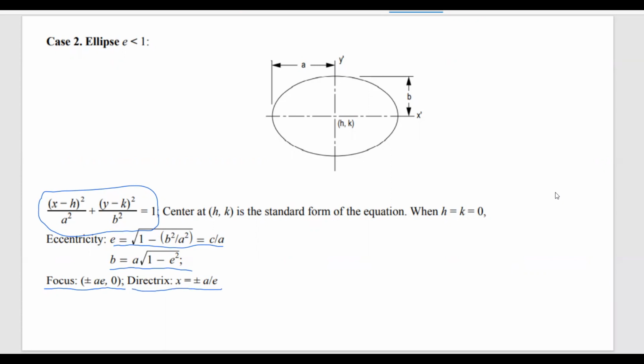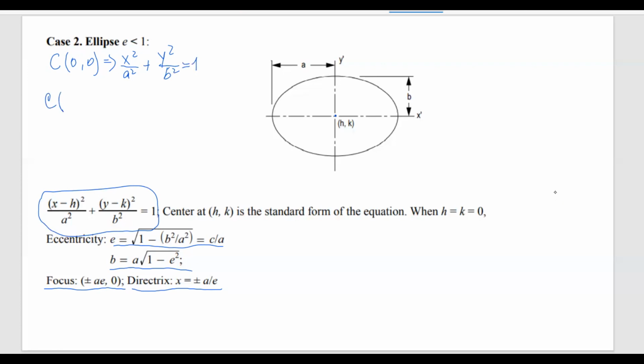And I want to add a few more pieces of information that are not given in the FE handbook and that are very important to know. So if the ellipse is centered at the origin, the equation is going to look like x squared over a squared plus y squared over b squared equals 1.